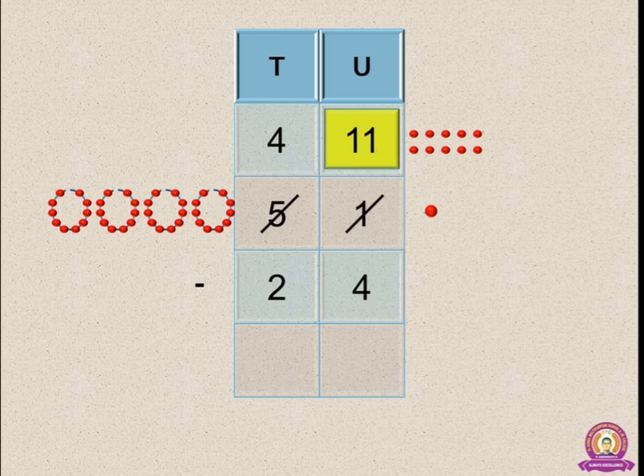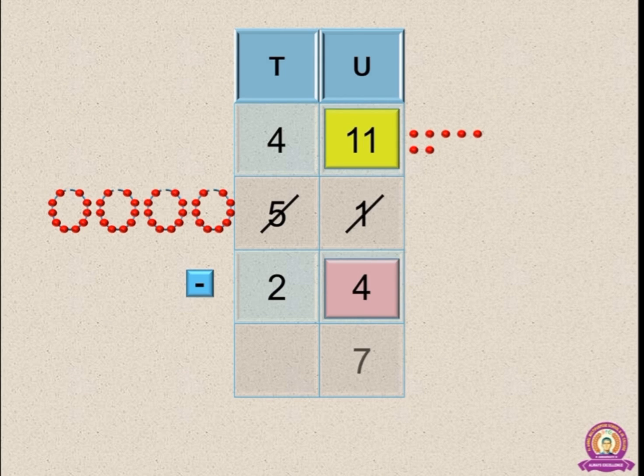11 minus 4. Let us take away 4 beads out of the 11 beads. 7 beads are still left with us. Therefore, 11 minus 4 is equal to 7.